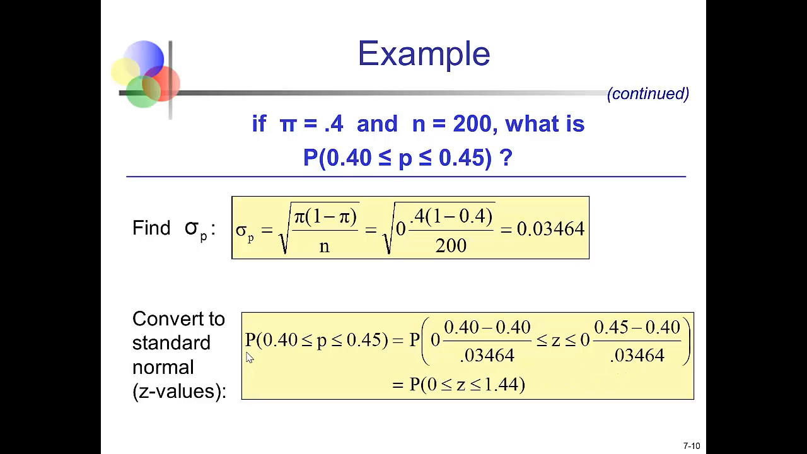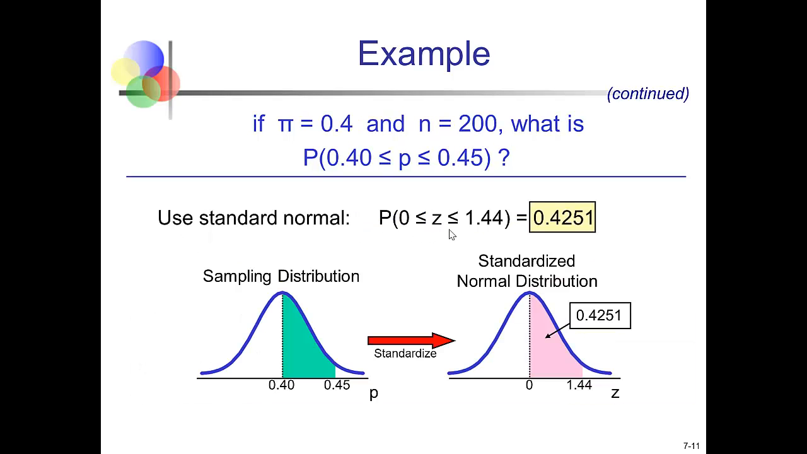Now we can convert these 0.4 and 0.45 into z-scores. We'll find out the probability of being between 0.4 and 0.45 is the same as the probability of being between 0 and 1.44 standard errors above the mean. We can use Excel to do this, or we can use the standard normal distribution. Either way, we're going to find the probability of being between 40 and 45% of the voters in that sample of 200 supporting Proposition A to be about 42.51%, or 0.4251.